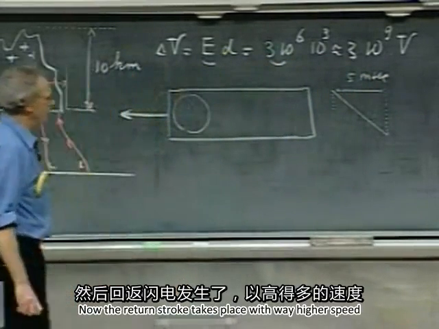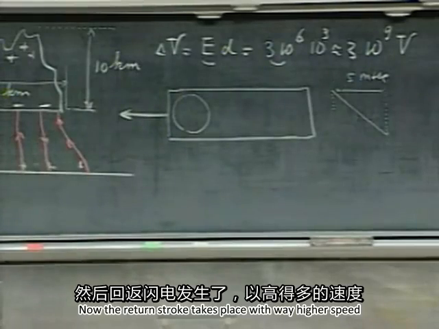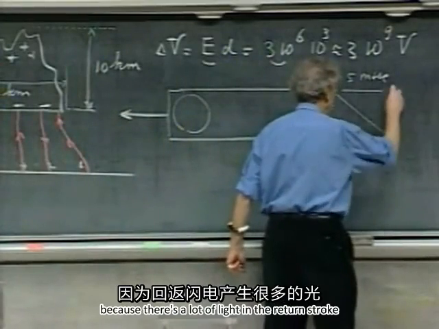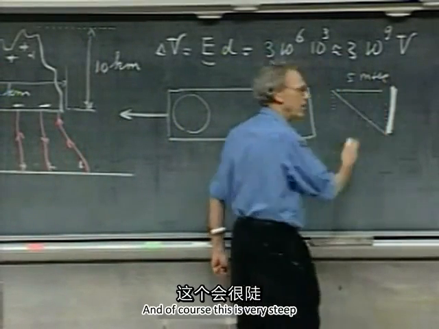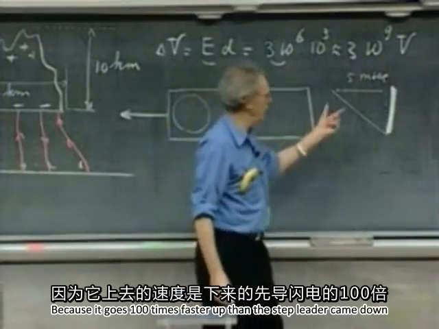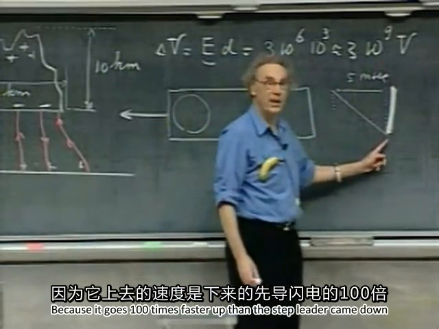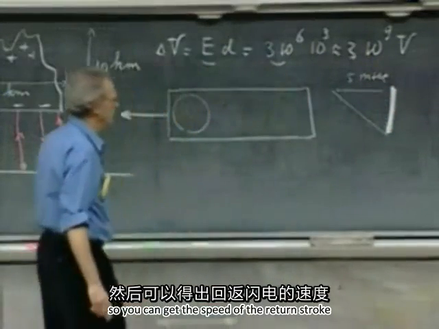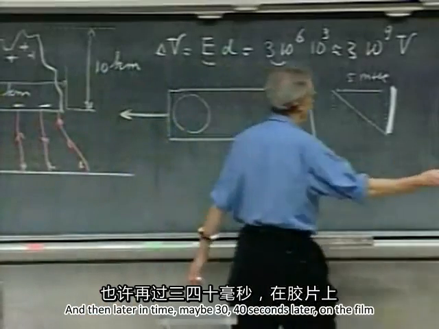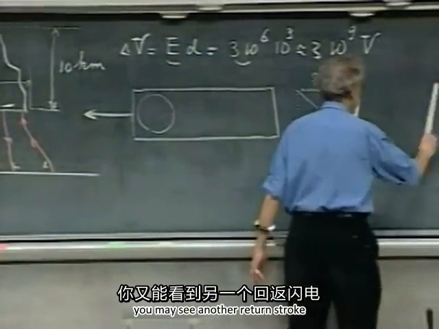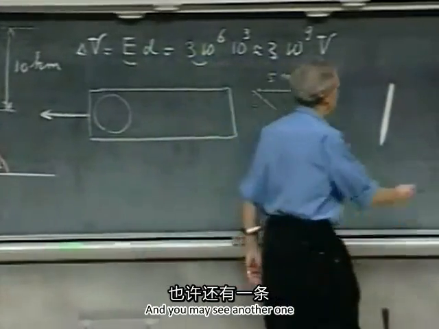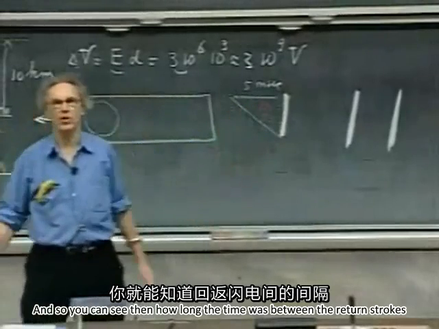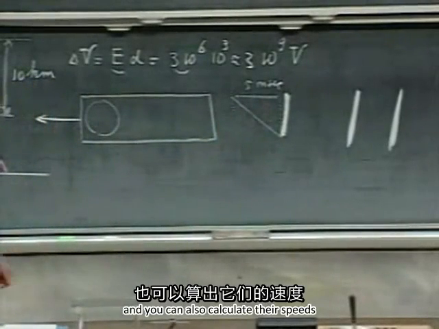Now the return stroke takes place with a way higher speed, and so I see a tremendous amount of light because there's a lot of light in the return stroke. And of course this is very steep because it goes 100 times faster up than the step leader came down. And so you can measure these times, and so you can get the speed of the return stroke. And then later in time, maybe 30, 40 seconds later on the film, you may see another return stroke. And you may see another one. And so you can see then how long the time was between the return strokes, and you can also calculate their speeds.